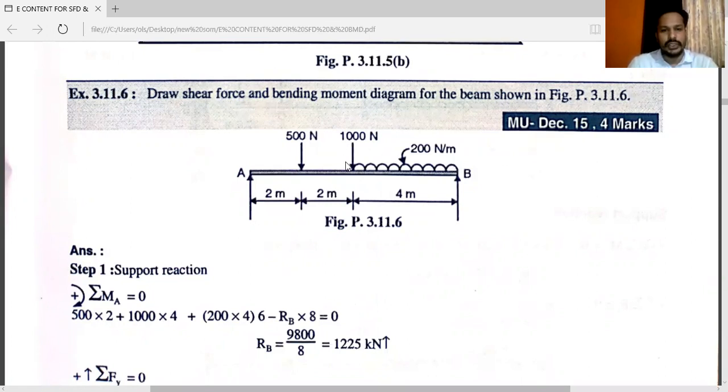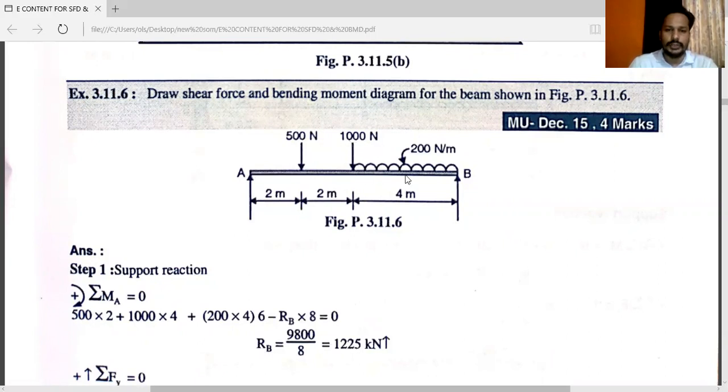You can see this diagram. Just draw this diagram. This one is point A. At point A, support is given. You can see this support, that is RA. Here you can see 500 Newton load is acting on this point. At this point, the load is acting, that is 1000 Newton.